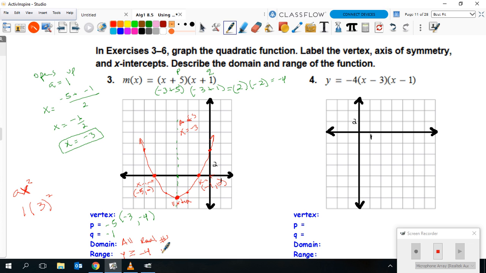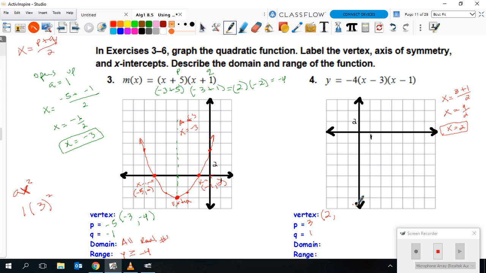All right, for number 4, for P and Q, it's easy to see those. The P, remember, it's opposite of what you think, so 3 and 1. So 3 and 1 for P and Q. Your vertex here, we'll find the P, so remember, x is equal to P plus Q over 2. That's our little formula there. So it's going to be 3 plus 1 over 2. So x is equal to 4 over 2, which is 2. That's our axis of symmetry. It's also the x-coordinate of the vertex.